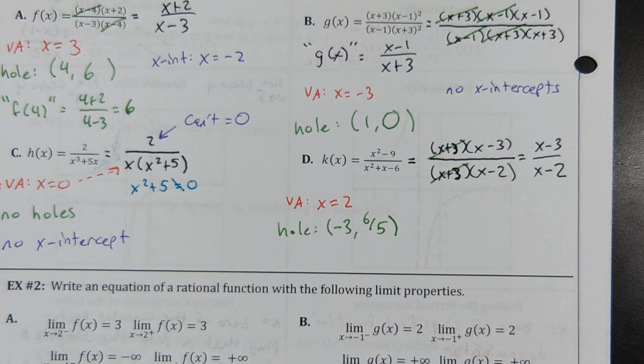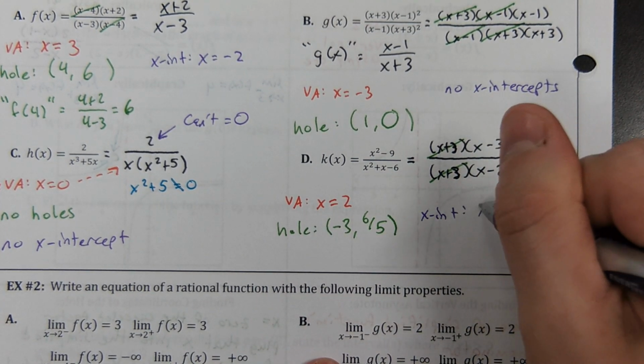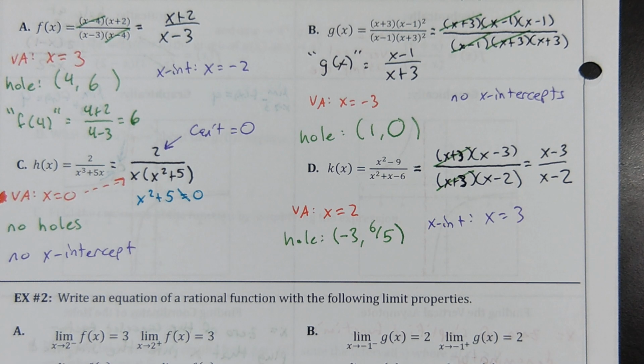And lastly, is there a number that makes the numerator equal 0? Absolutely. That means there is an x-intercept because it wasn't a hole in the graph like we experienced here. So we have an x-intercept at x equals 3.